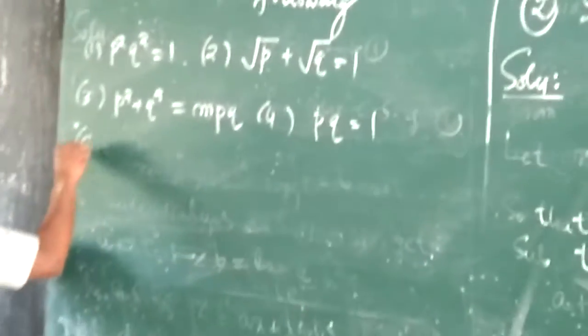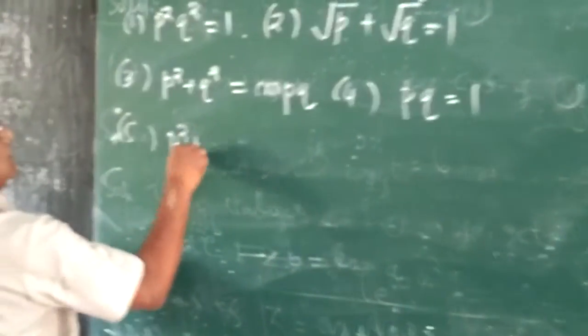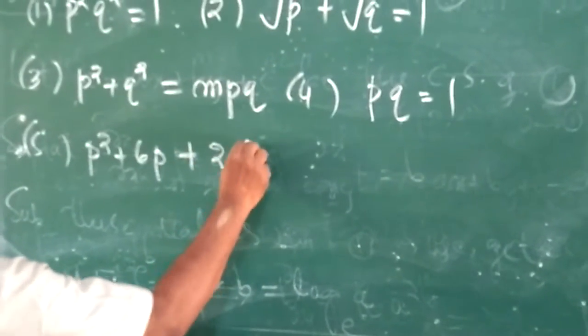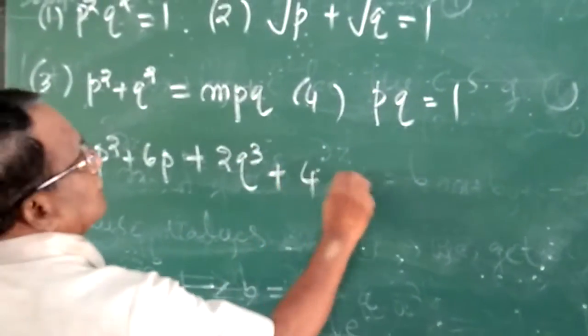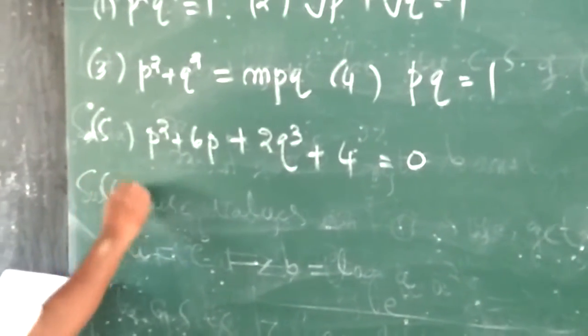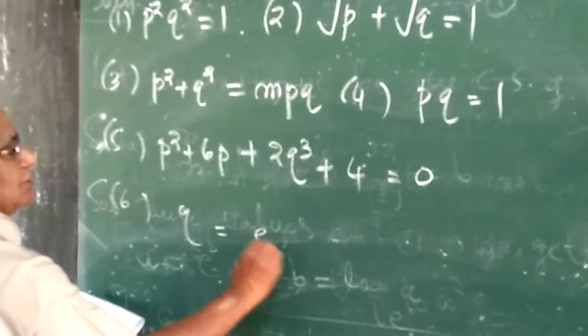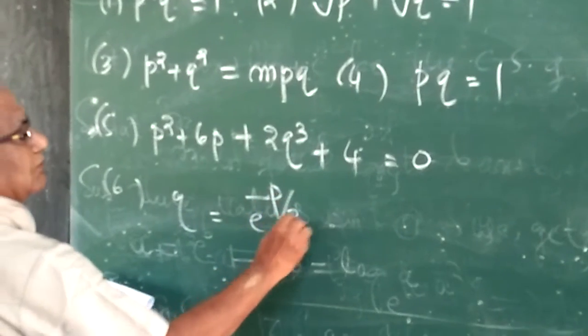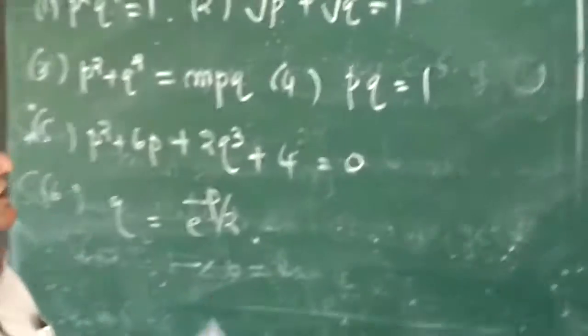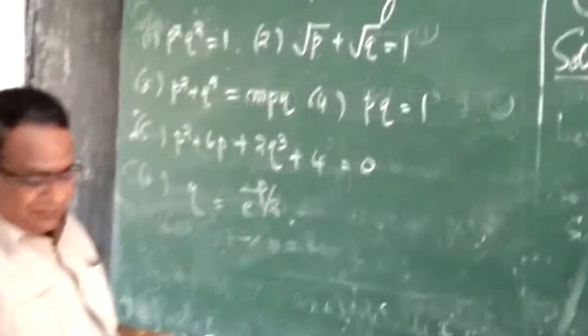Fifth one, p squared plus 6p plus 2q cubed plus 4 is equal to 0. Sixth one, q is equal to e to the power minus p by d. Say these are the other examples, you can solve them easily.